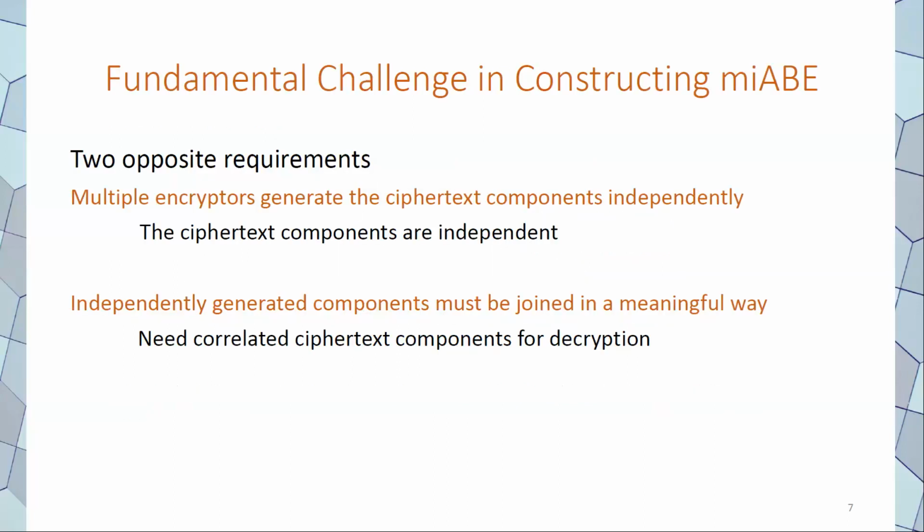So before going into the details of the construction, let us try to understand what is so difficult about MLABE, that there was basically no work very recently. This basically requires satisfying two opposite requirements. On the one hand, we want the encryptors to encrypt independently. But on the other hand, we want these independently generated ciphertexts to be correlated in a meaningful way so that the decryption can be performed. And since these are independently generated, getting correlation is difficult.